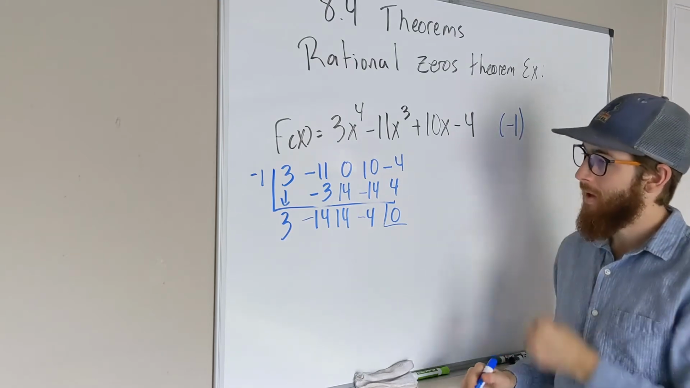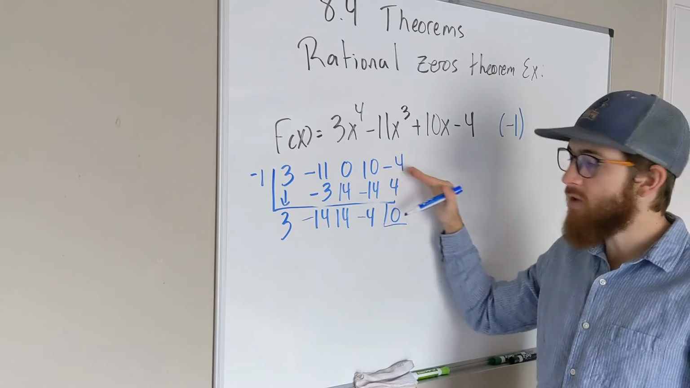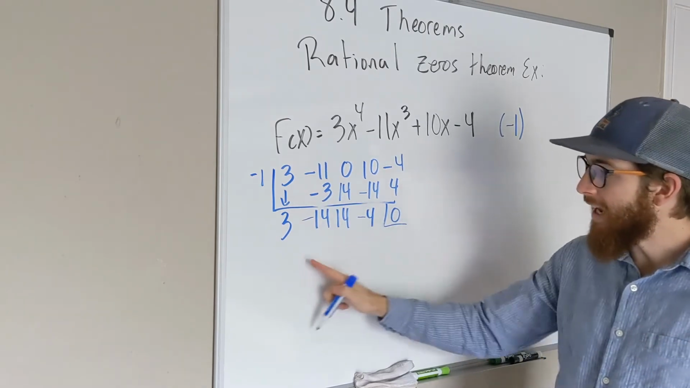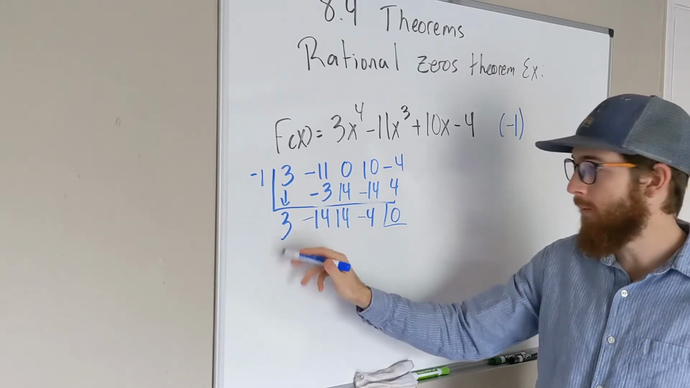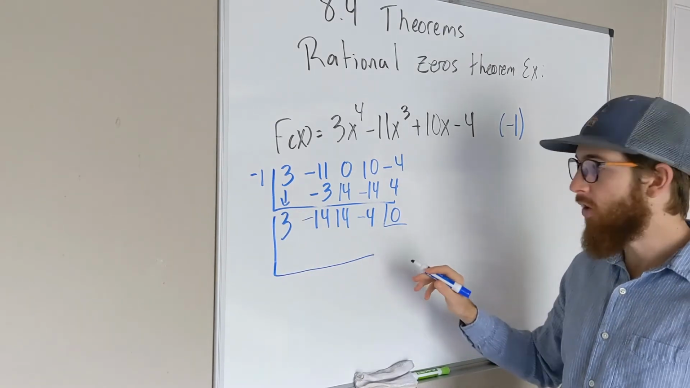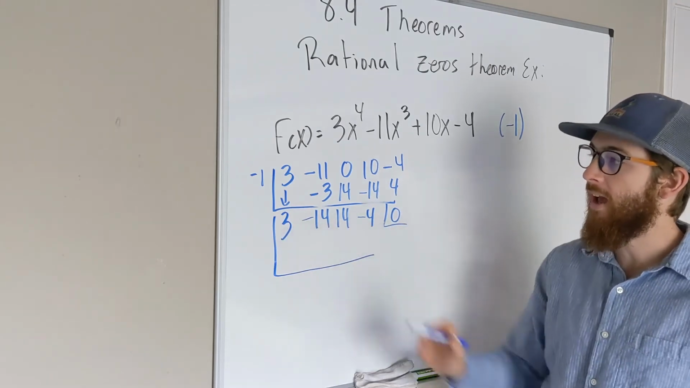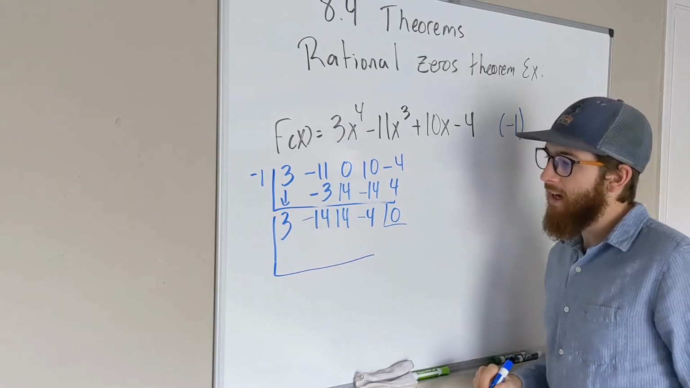Okay, we're good. Now, here's the cool thing. I don't have to reuse this original piece anymore. I can use my factored form for the next division problem. I don't have to start over. I can just keep going with what I have. And so how about I do 2?